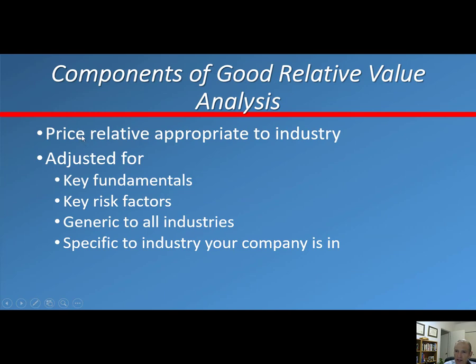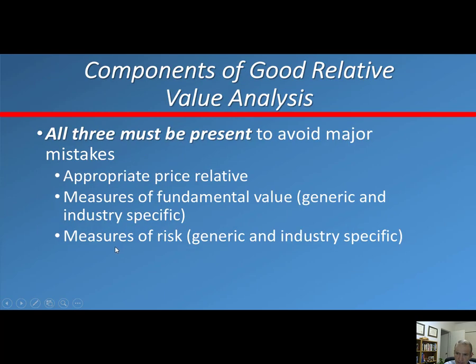So the price relative needs to be appropriate to whatever industry you're looking at. You have to make sure you have those key fundamental factors. You have to have key risk factors. There are certain price relatives or key fundamental and risk factors that are really good, that work for all industries. But there are even better ratios that are very specific to the industry that your company is in. So all three must be right. You need the correct price relative. Do we use price or do we use enterprise value? Do we do price to earnings or whatever? So we need to have the right price relative. We have the right measures of fundamental value, whether it's generic or industry specific.